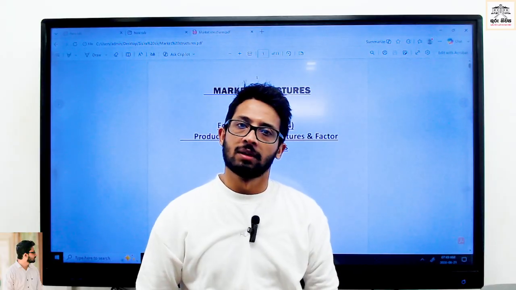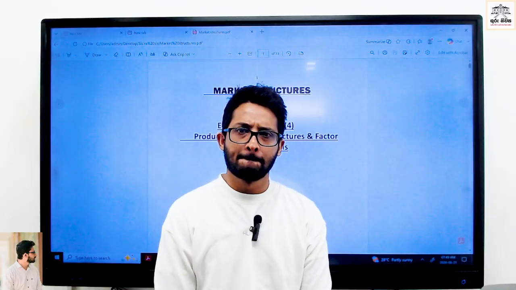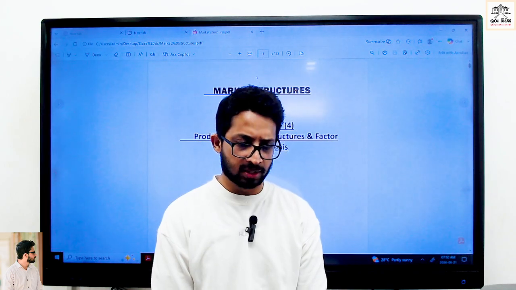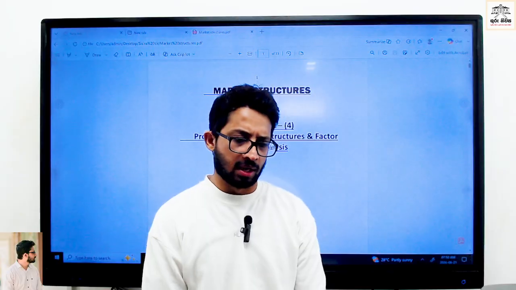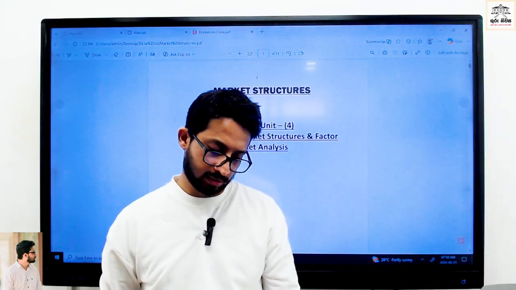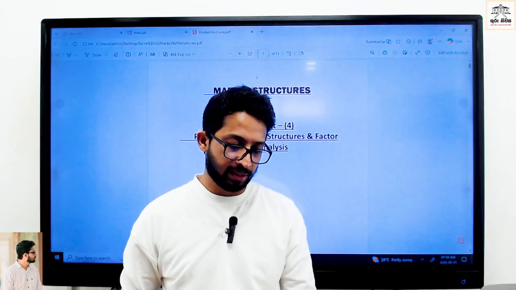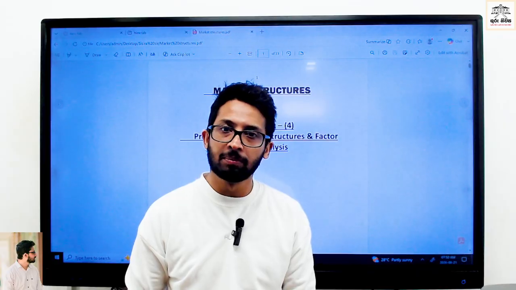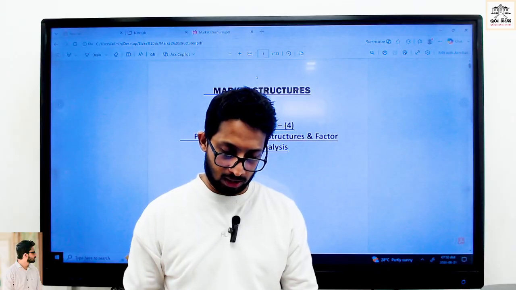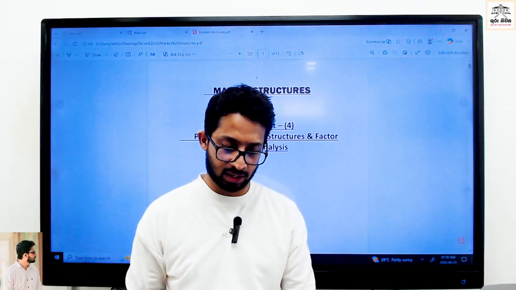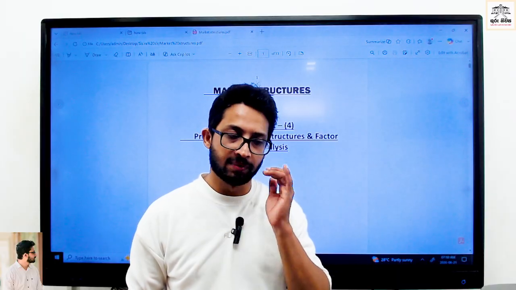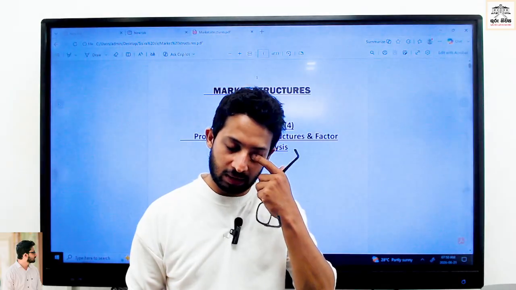Last day, I think we started doing monopoly market, and we completed up to a certain level of characteristics, and explained some characteristics. We are in the process of completing market structures. I have already completed perfectly competitive market with past papers. It was a very comprehensive discussion. And then last Wednesday I started the monopoly market structure.